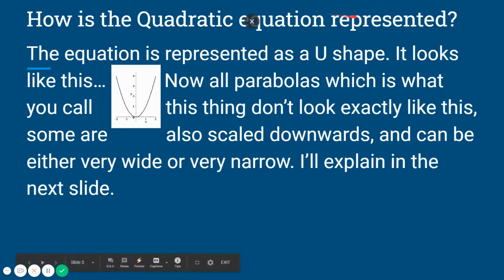So how is the quadratic equation represented? The quadratic equation is represented as a U shape. It looks like this. Now all parabolas, which is what you call this thing, don't exactly look like this. Some are also scaled downwards, like if you could see my red line, and can be either very wide or very narrow. So I'll explain in the next slide.